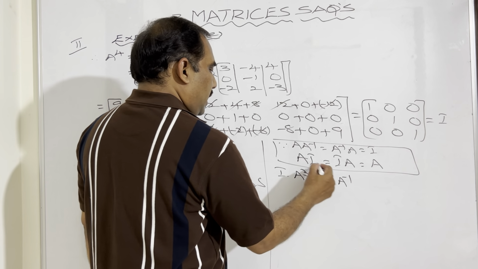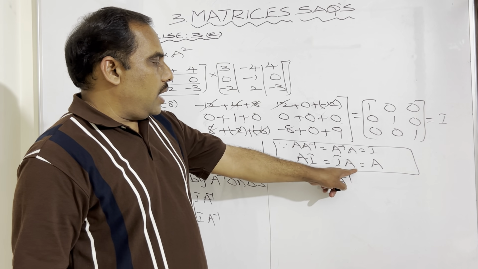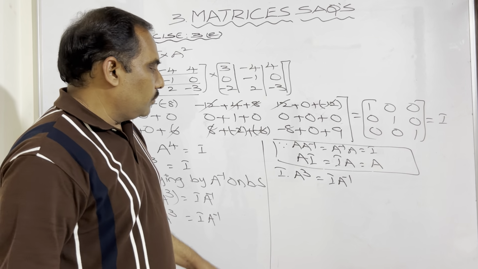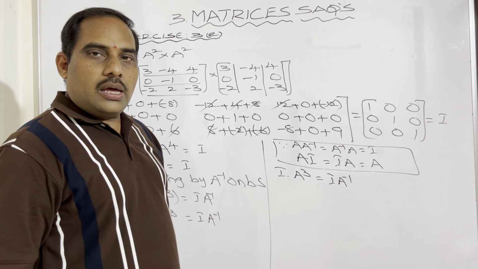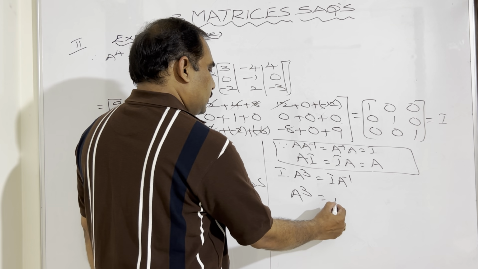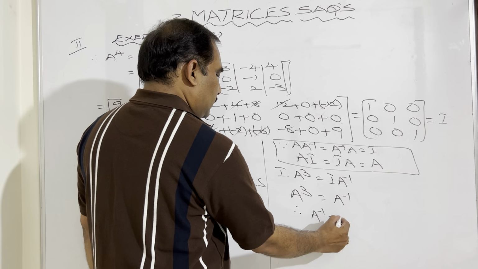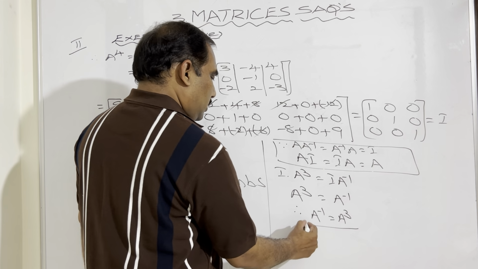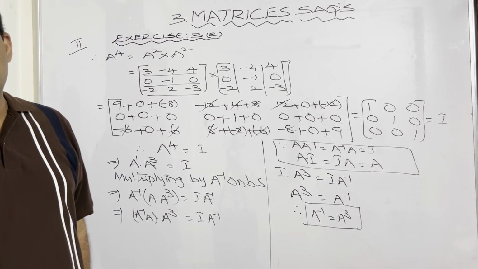Using the second property here, A into I is equal to I into A is equal to A we are getting. Similarly, I into A cube and I into A inverse, also what we get? We get this is A cube and this is A inverse. So therefore clearly, A inverse is equal to A cube. So that's why this problem very easily we can prove by using this alternative method.